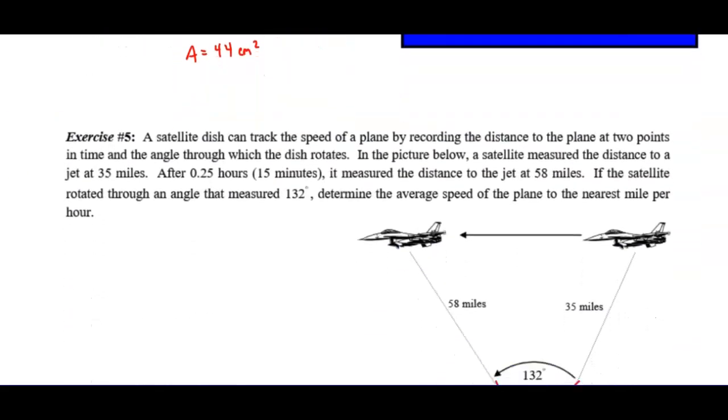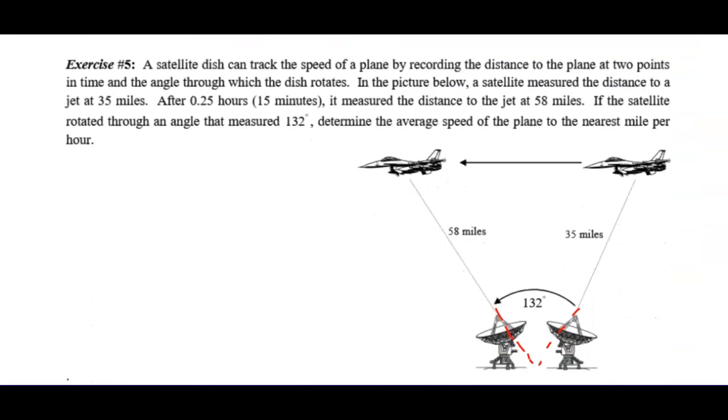Okay, exercise 5. Now, there's a nice drawing done here for you. Most of the time, context problems are not going to draw the problem for you. So I'm just going to take you through how it was done. We have a plane that is spotted in the sky by this satellite, and it's flying between these 2 points. And the satellite measures the distance to the plane as 35 miles.